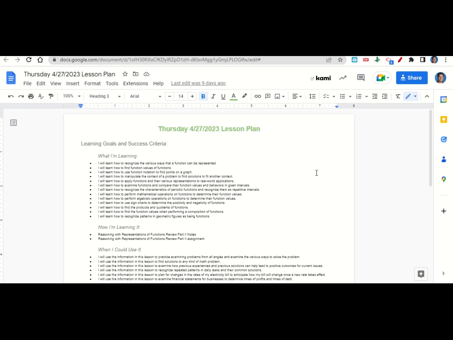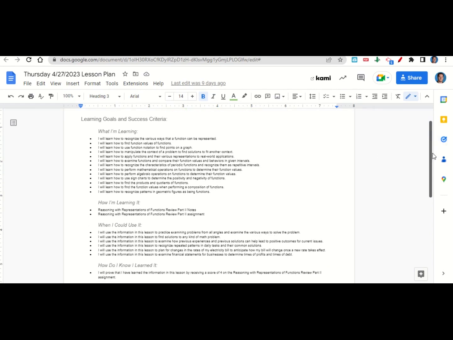How are we learning it? Through the Reasoning with Representations of Functions Review Part 2 notes and the Reasoning with Representations of Functions Review Part 2 assignment. When can we use this information?